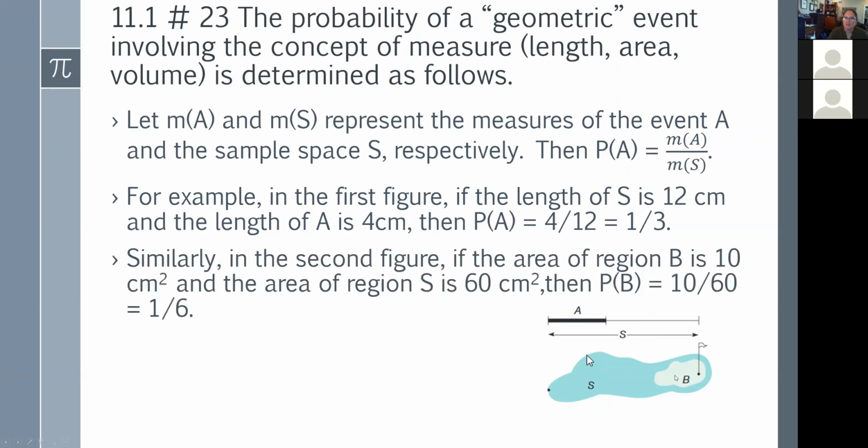In the second figure, if the area of region B is 10 square centimeters and the area of region S is 60 square centimeters, then the probability of event B would be 10/60 or 1/6.